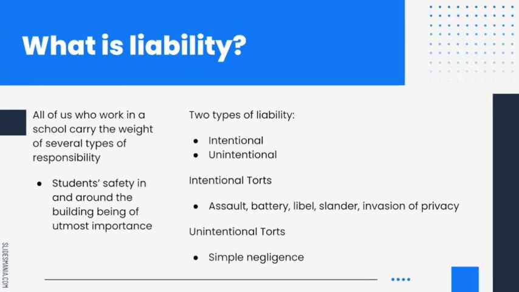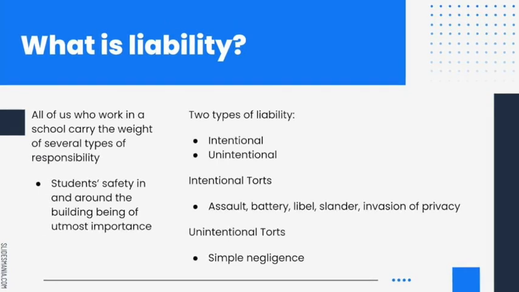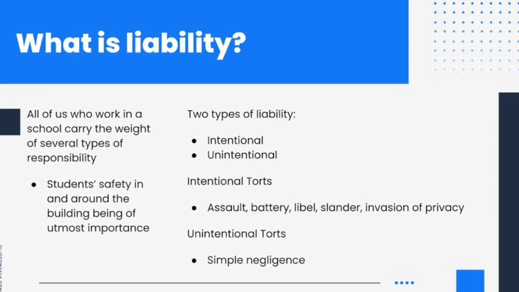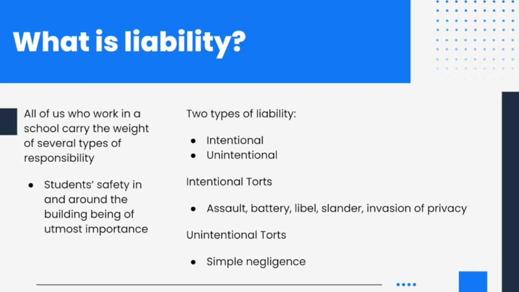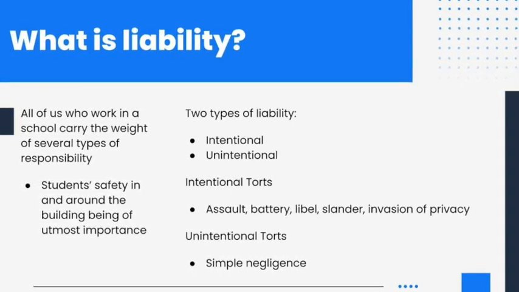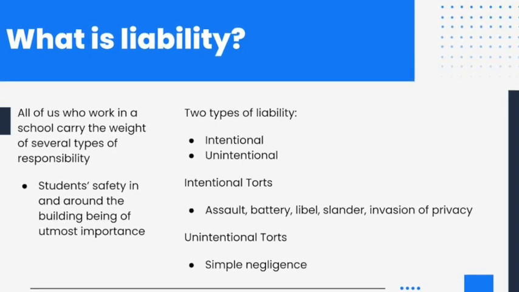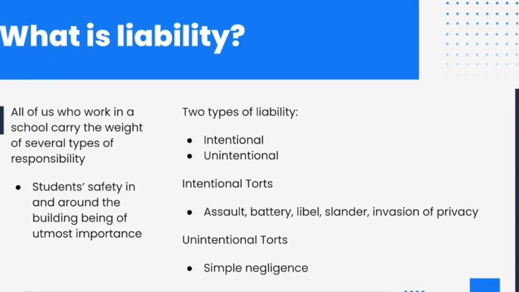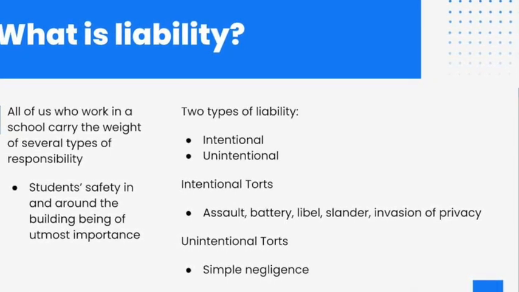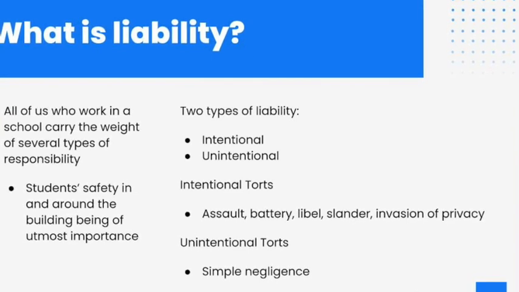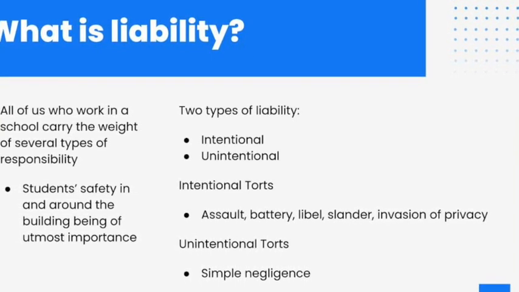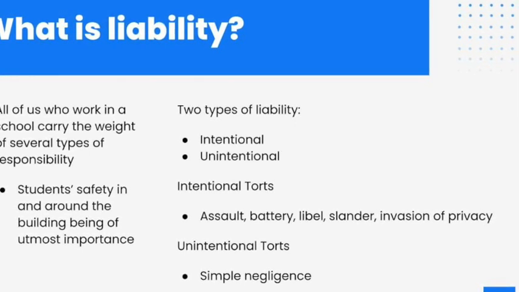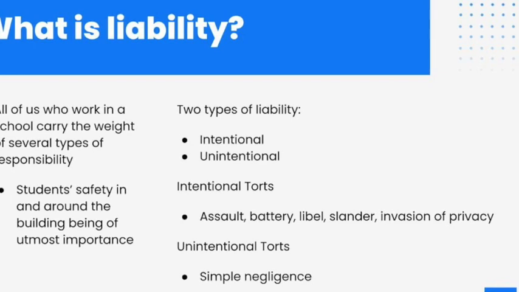Everyone sitting here today carries many responsibilities, the greatest of which is student safety and well-being while in our care. We are liable for wrongdoing that results in injury or wrongful misdoings that negatively affect our students. On the slide here, you'll see that there are two types of liability, intentional and unintentional. The first are intentional torts such as assault, battery, libel, slander, and invasion of privacy. Unintentional torts include simple negligence, and we'll talk more about that in upcoming slides.